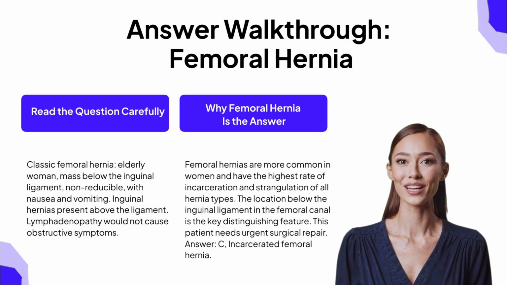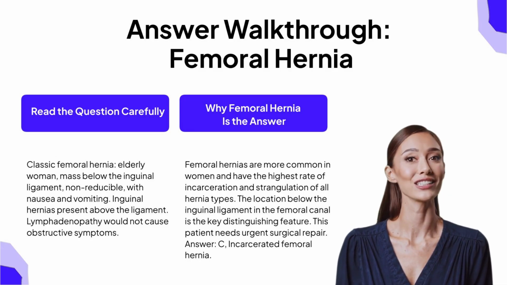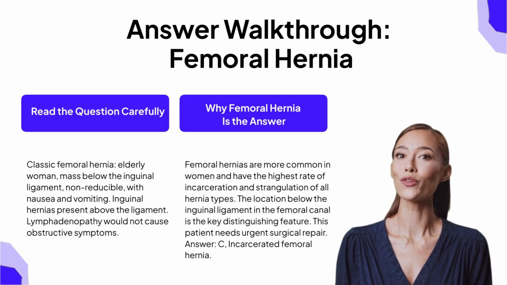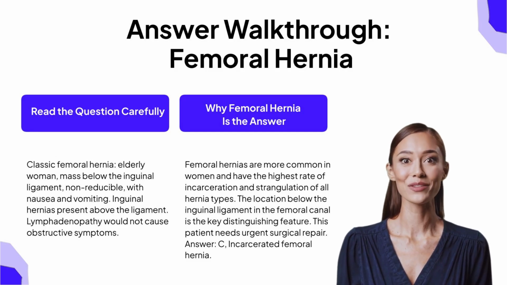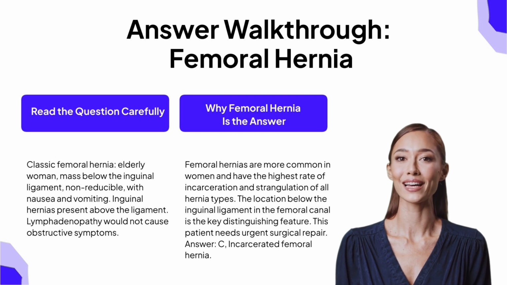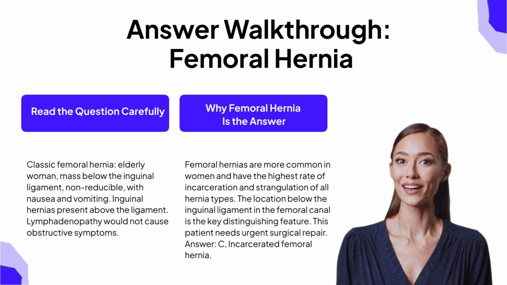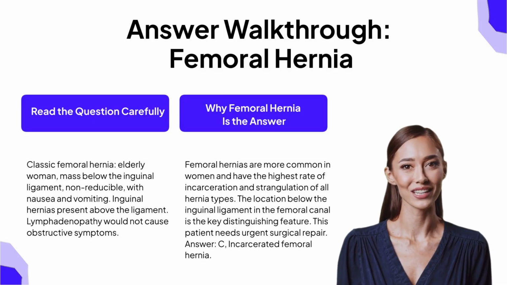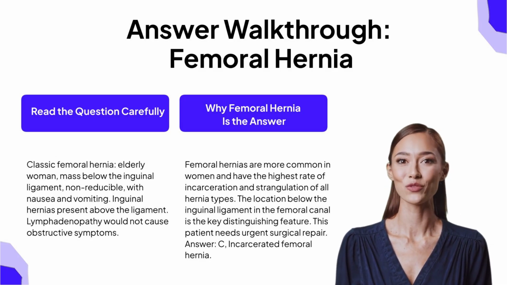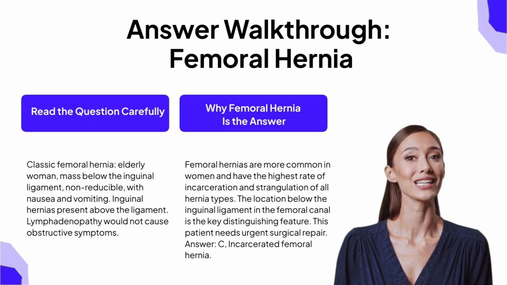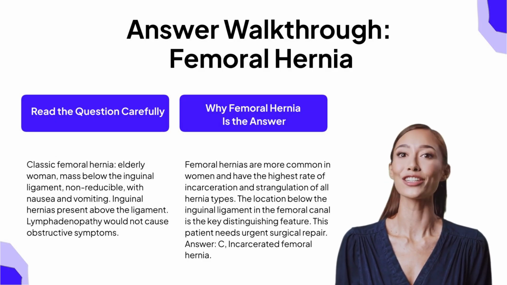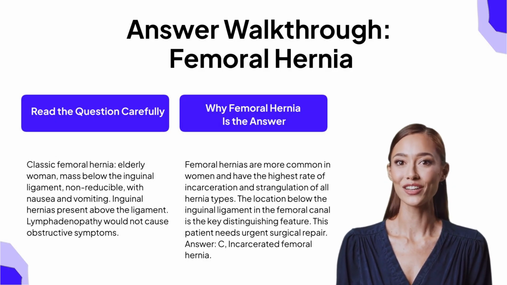Now, why is femoral hernia the answer? Femoral hernias are more common in women than in men, and they carry the highest rate of incarceration and strangulation of all hernia types. The location below the inguinal ligament in the femoral canal is what distinguishes it from inguinal hernias, which are above the ligament. Choice A, direct inguinal hernia, and choice B, indirect inguinal hernia, are both wrong because those present above the inguinal ligament. Choice D, lymphadenopathy, is wrong because it would not cause nausea, vomiting, and obstructive symptoms. The answer is C, incarcerated femoral hernia. This patient needs urgent surgical repair because of the high risk of progression to strangulation.